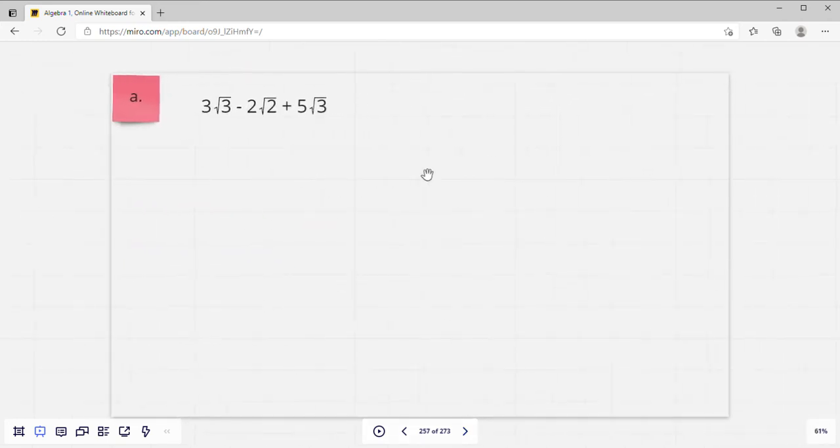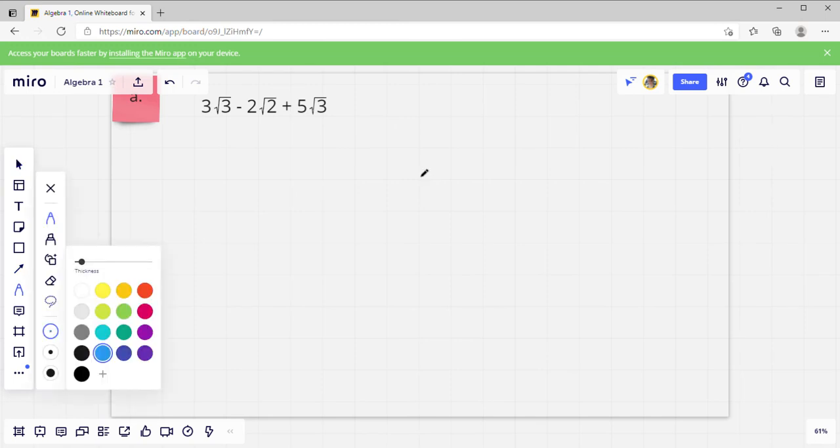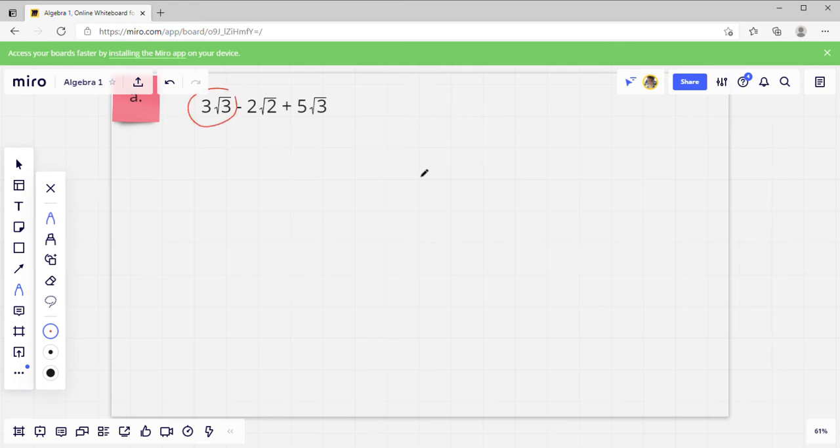All right, so hopefully you paused that to work those practice problems, and now I'm going to work them for you. All right, so 3 times the square root of 3 and 5 times the square root of 3. I can put those together. 3 plus 5 would be 8 times the square root of 3. And then this one doesn't have any like terms, so I'm just going to tack it on the end. And that is the answer to A.